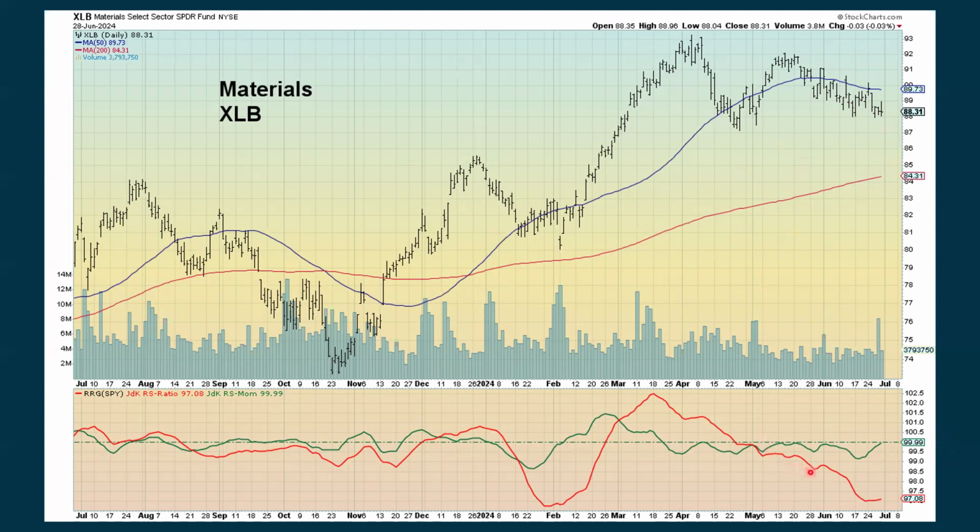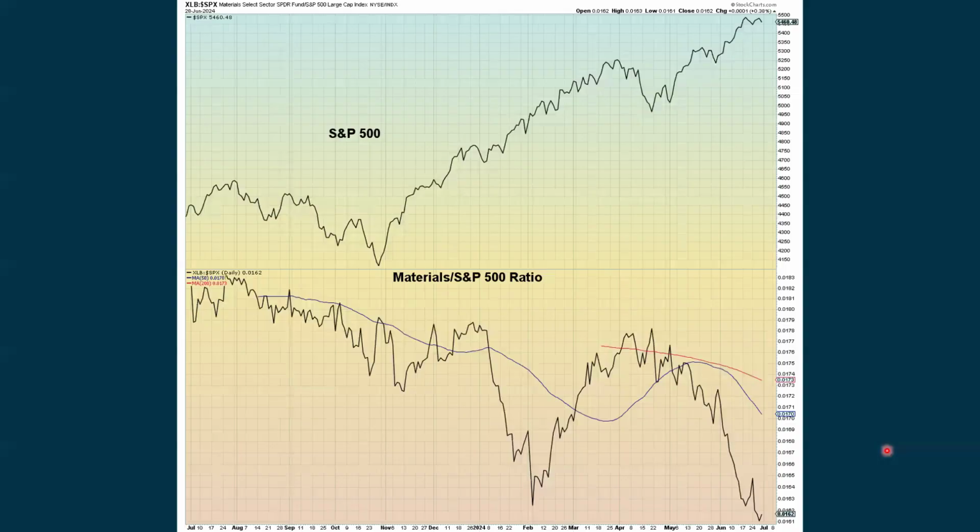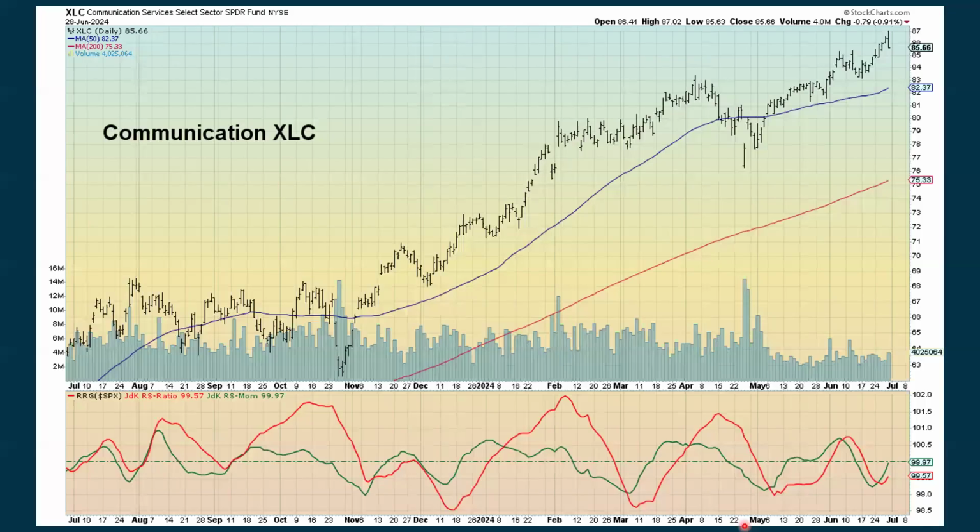The relative strength ratio, which is the red line, and that's been coming down and starting to flatten out. And then we look at the relative strength momentum with the S&P 500, or here it's with the SPY. This is showing a little bit of an improvement here, but nothing really all that strong. Then here is where we do a ratio between the materials sector and the S&P 500, showing how it's really underperforming.